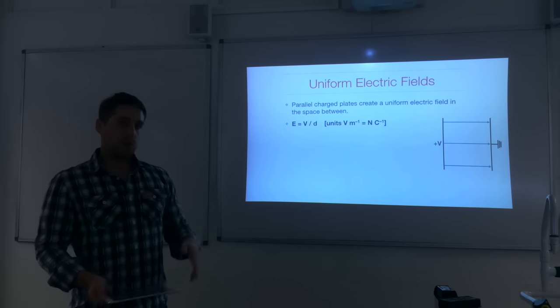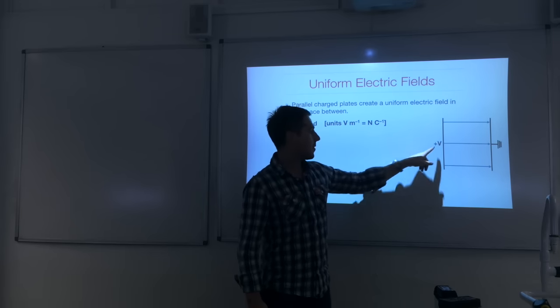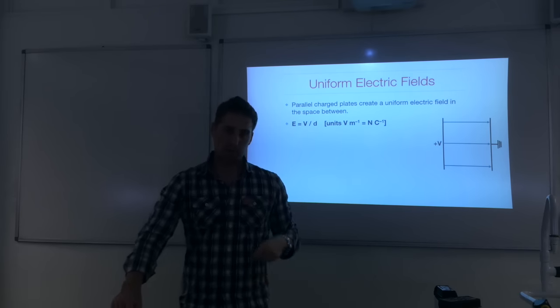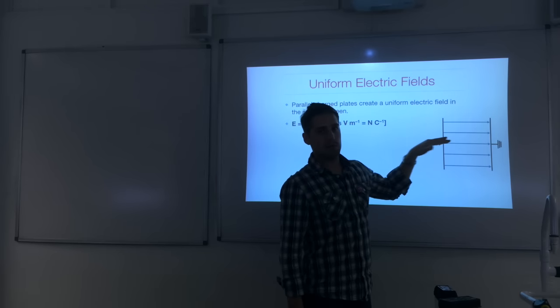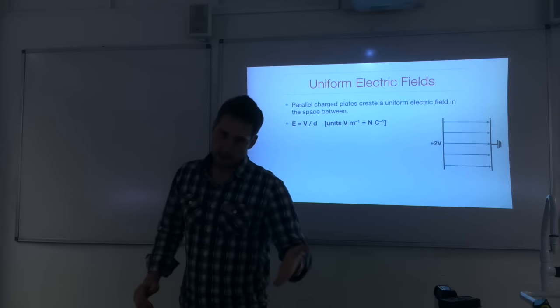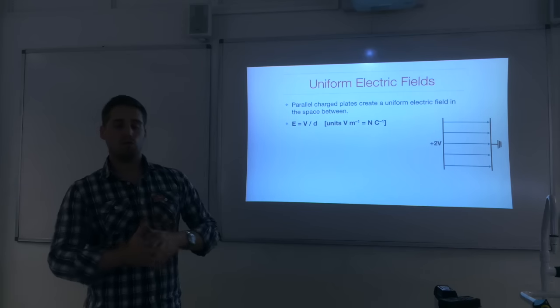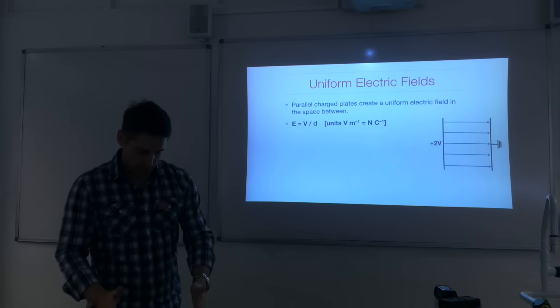Now if we were to double the potential difference between our plates, so instead of plus V, let's have plus 2V, well now we get twice as many lines per unit area, so we've got more field lines there, and that's consistent with what we saw previously as well. More field lines per unit area means stronger electric field.